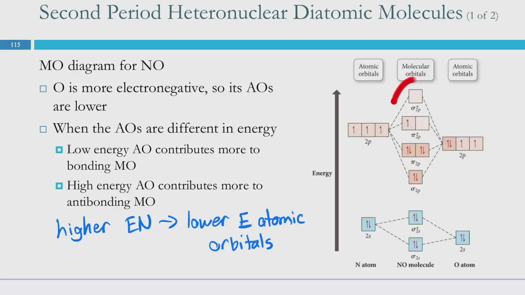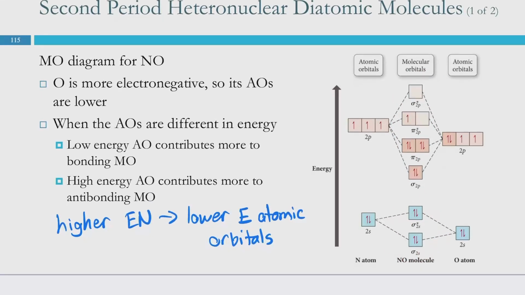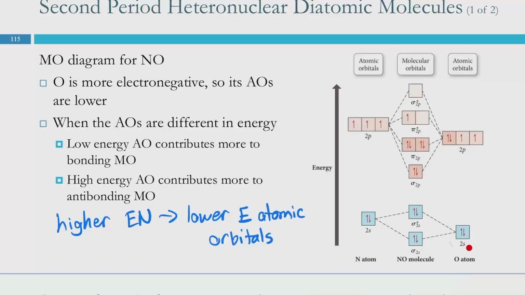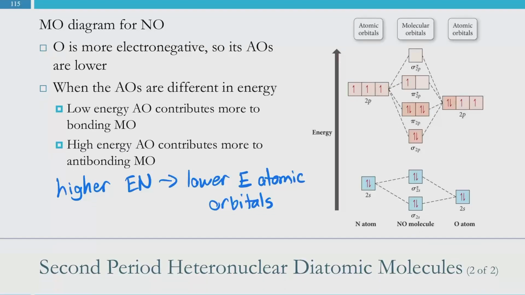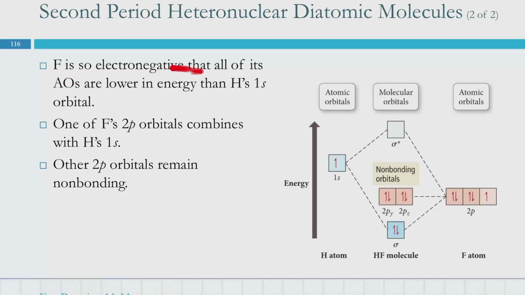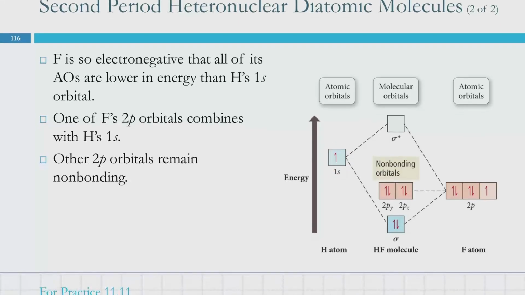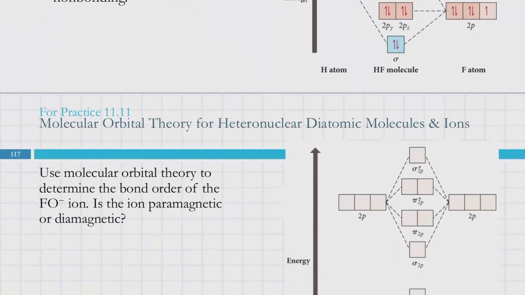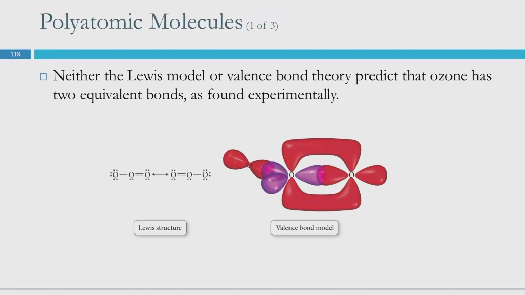It doesn't really affect that much the way that the molecular orbitals go together. It does mean that the oxygen, because these are lower in energy, is contributing more to the bonding. And nitrogen, because they're higher in energy, they're closer to the antibonding, so it's contributing more to the antibonding. Doesn't really matter for us. Fluorine can also do some funky stuff. It's so electronegative. Hydrogen's not that electronegative. So the 2p atomic orbitals interact with the hydrogen atomic orbitals rather than the s orbitals coming into play. Again, not super important. We'll skip that.